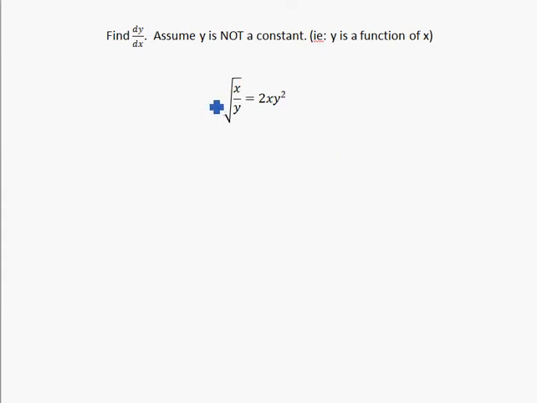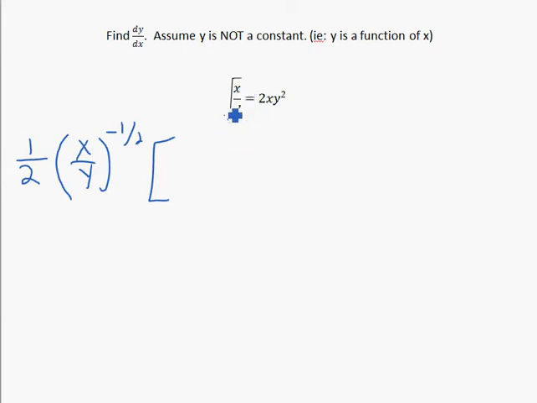Deriving the left side, we have to use the power rule. This is x over y to the 1/2. So this is going to get a little ugly, but that's 1/2 x over y to the negative 1/2 power. And we need to multiply that by the derivative of what's inside of the square root.